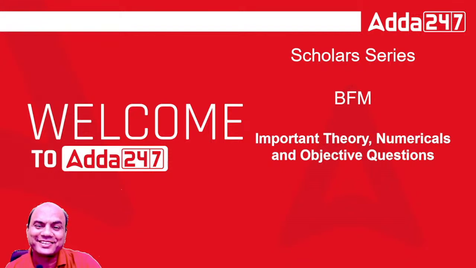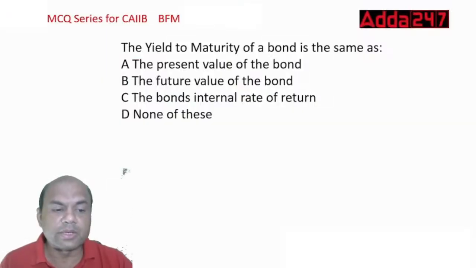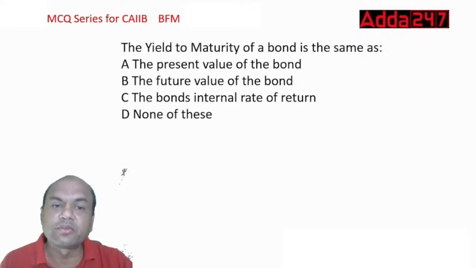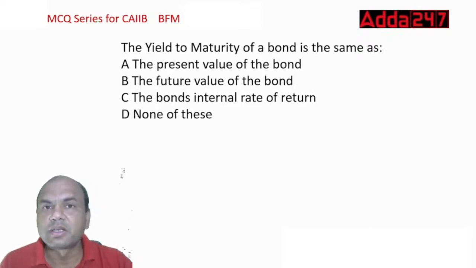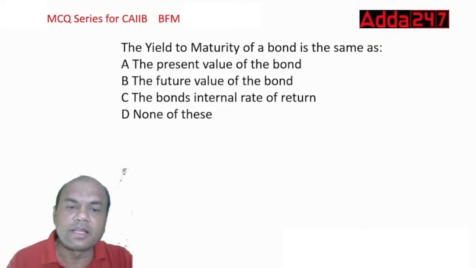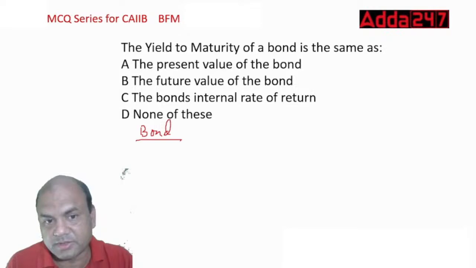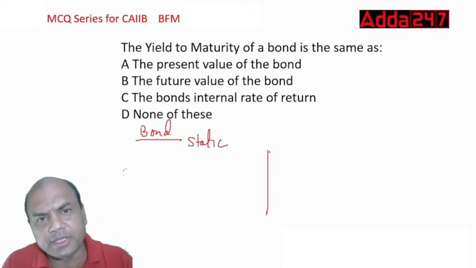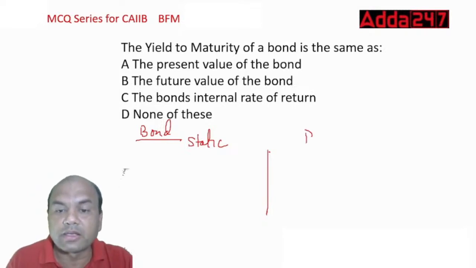Okay, let's start. The yield to maturity of a bond is same as, so this YTM is same as what? Now I'll tell you something. In any bond, remember, there are 5 elements. Always remember, there are 5 elements. Out of these 5, 3 are static. Static means they don't change at all. Let anything happen, they won't change. And 2 are dynamic. Dynamic means they will change.